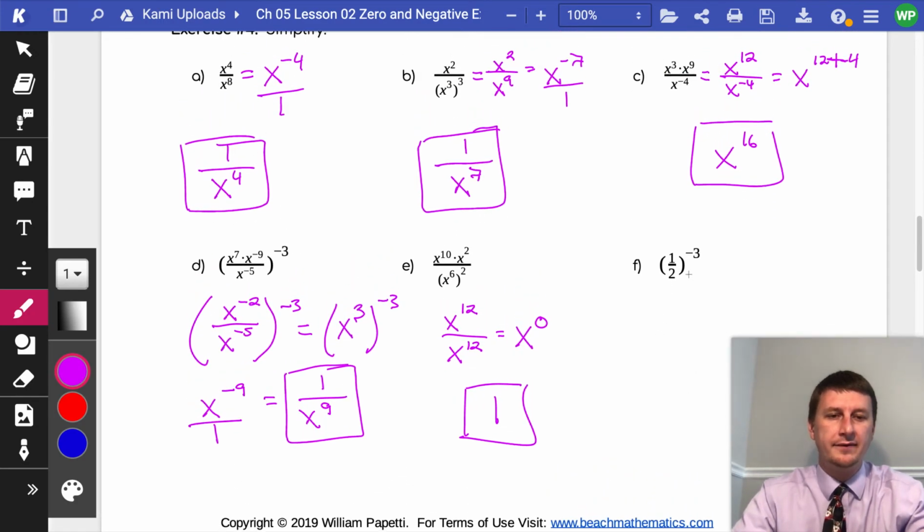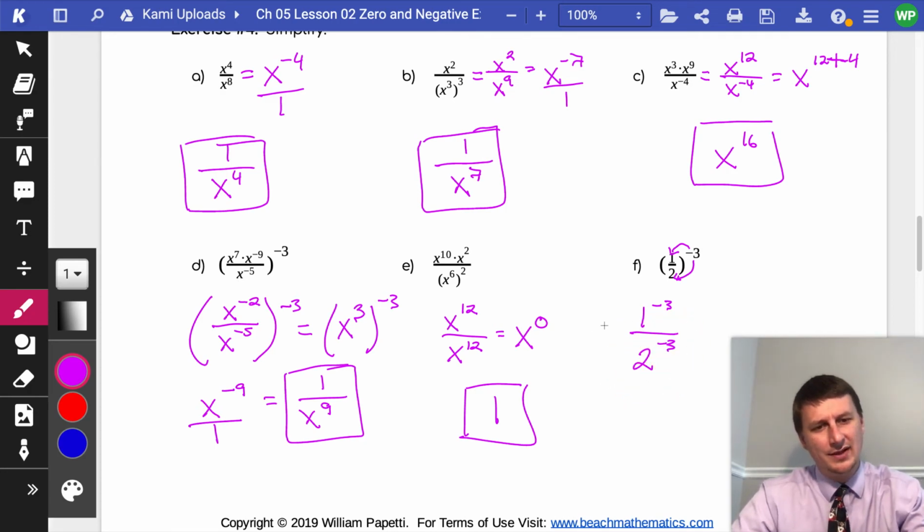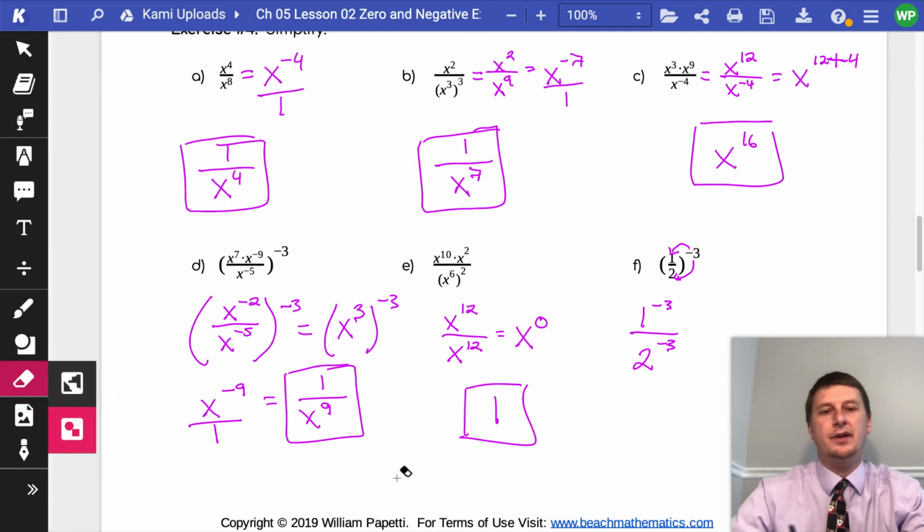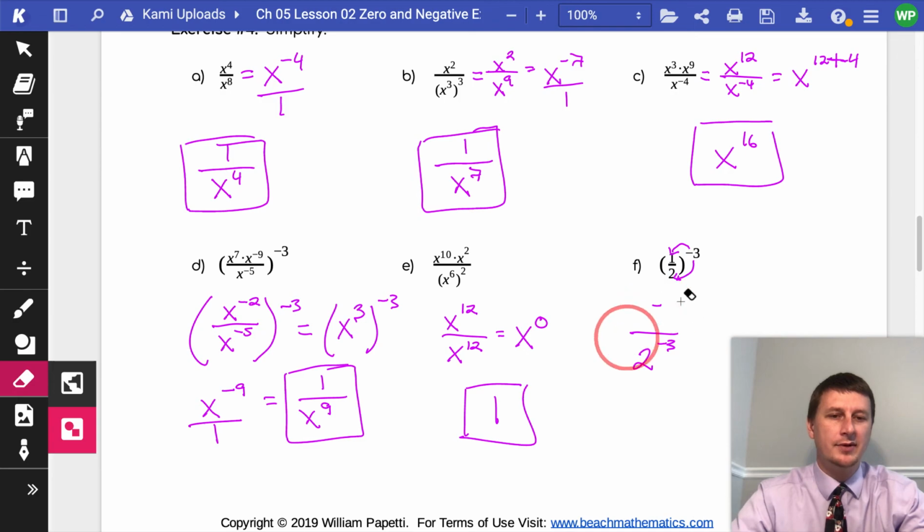And finally, in part F, we have 1 over 2 to the negative 3rd power. So what should we do here? Well, if we have a power outside, we could distribute that power to both the numerator and the denominator. So we'll have 1 to the negative 3rd over 2 to the negative 3rd. Is this going to help us? I don't think so. There's one property that we might not have covered, but we could distribute, but that's not going to help us. So we don't want to distribute. We want to find an alternate way.